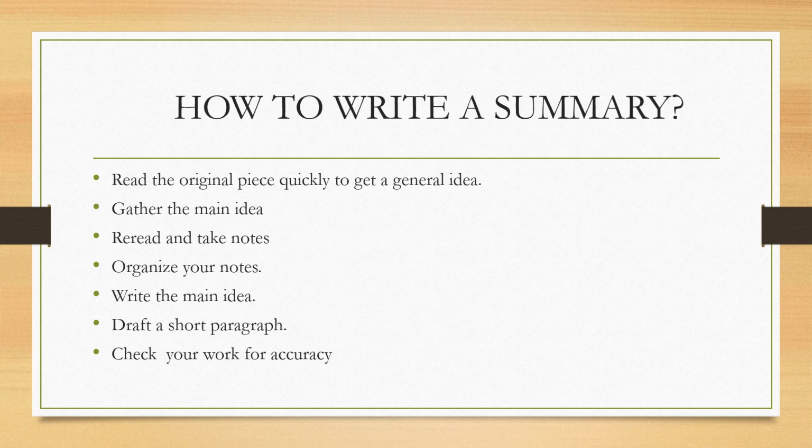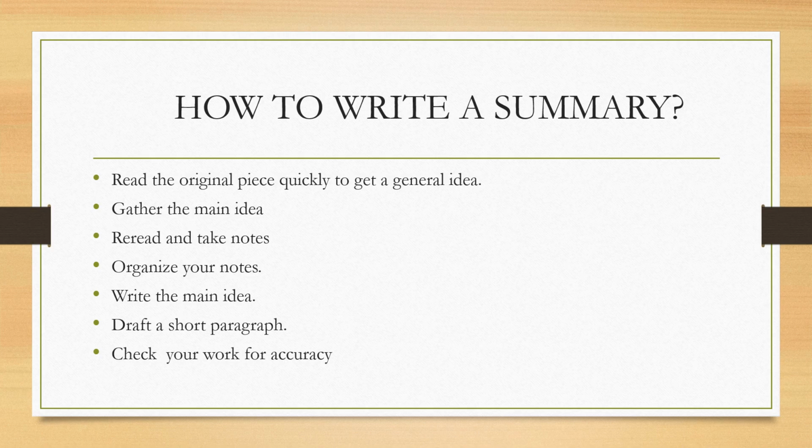Now, how to write a summary? What should you do if you want to write a summary? The first thing is, of course, read the original piece quickly to get a general idea. Whenever you get a poem or a prose, an article or an essay, you have to quickly read it in almost 1 to 2 minutes and get a general idea what it is about.